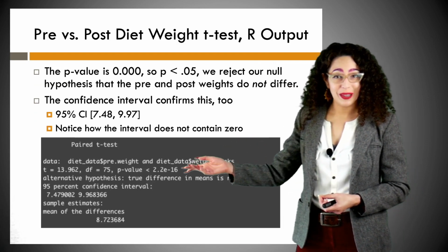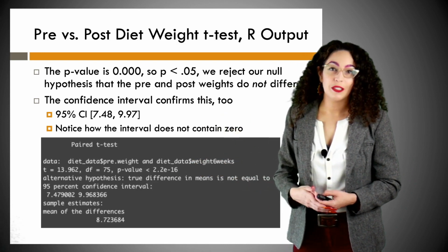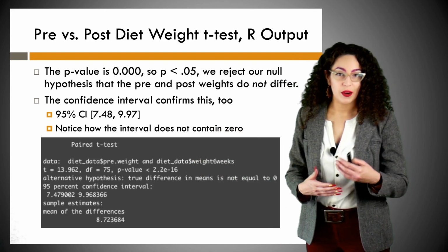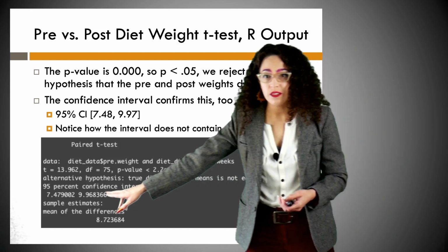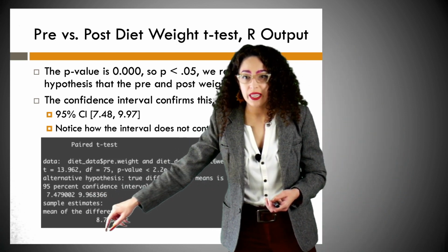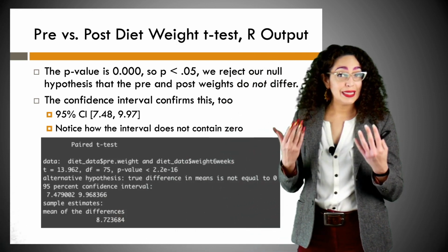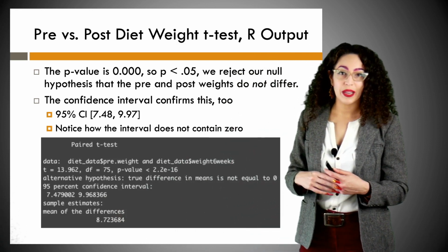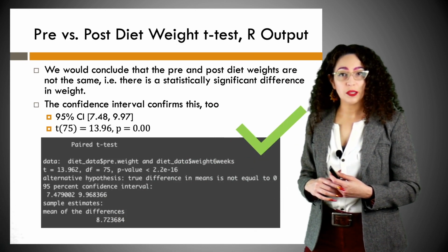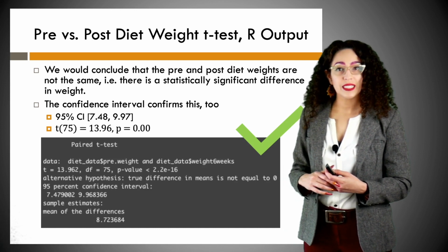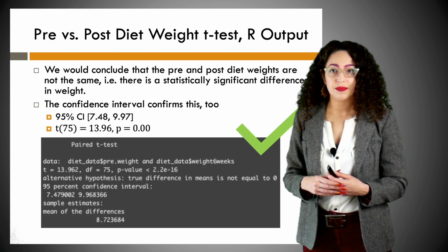And we can confirm this by looking at the p-value, which is 0.000000. So our p-value is certainly less than that 0.05 that we set our level of significance at. The confidence interval confirms this too. Here's our confidence interval, 7.49 to 9.96. And we do not contain 0 in that interval, so once again, we have more confirmation that this is statistically significant. We can conclude that the pre and post-diet weights are not the same. There is a statistically significant difference in weight before and after the diet.